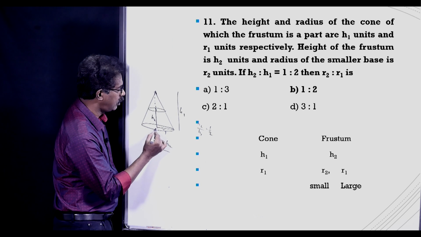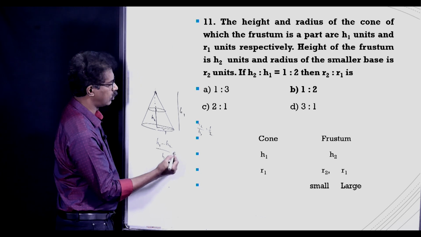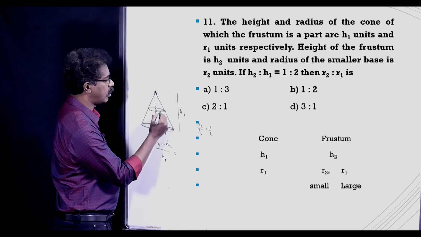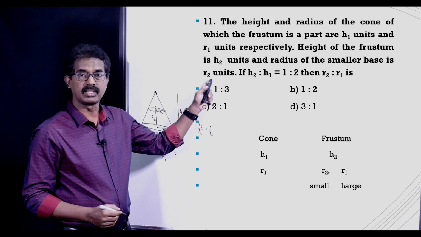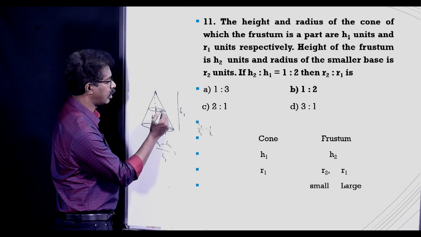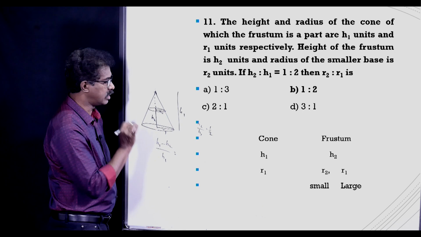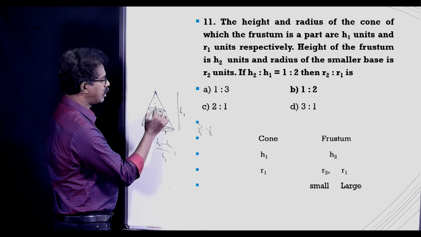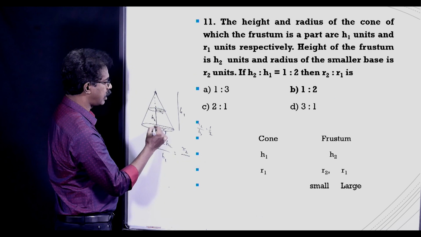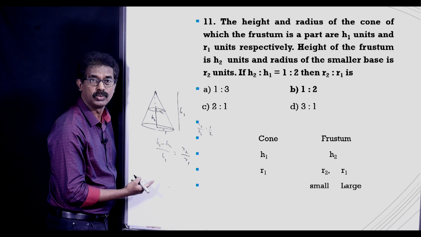Now the big triangle, what is the height? The full height, H1. Equal to, for the small triangle, the radius. For the small triangle, they said the radius as R2. It is given here, right? The smaller base is R2 units. So there are two bases. One is R2, another one we already know. For the small triangle, the base is R2. For the big triangle, the base is R1.